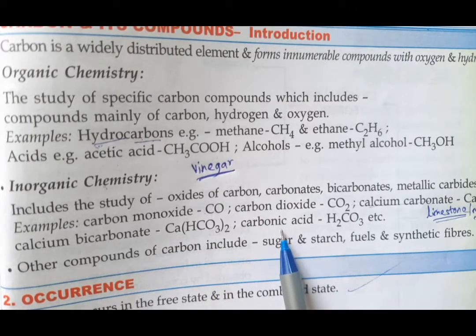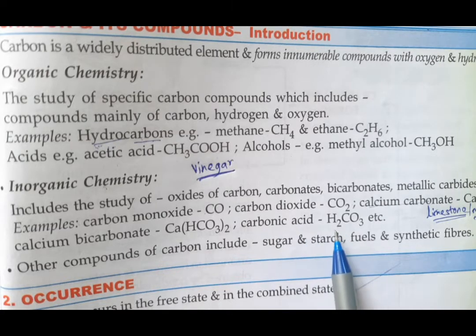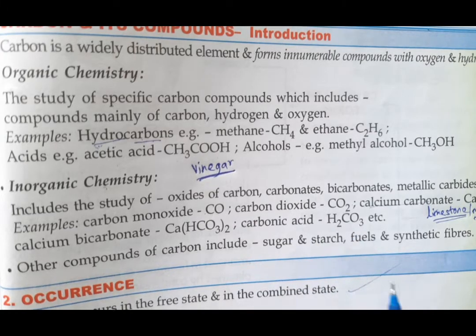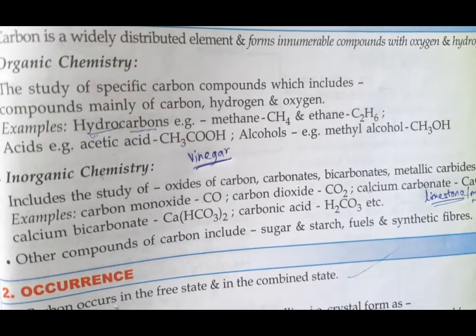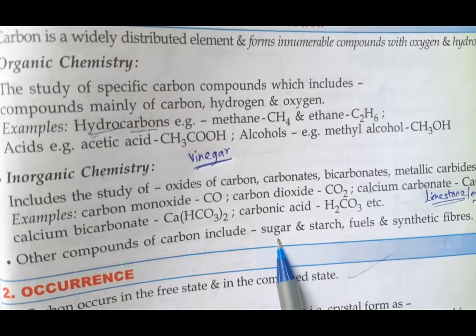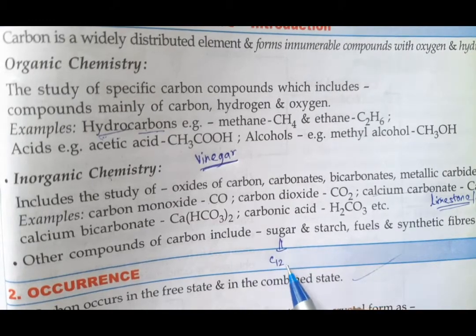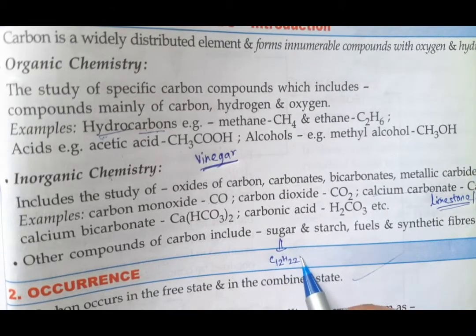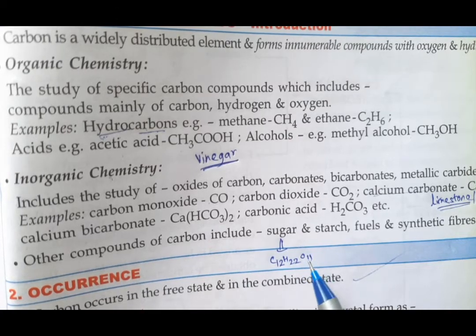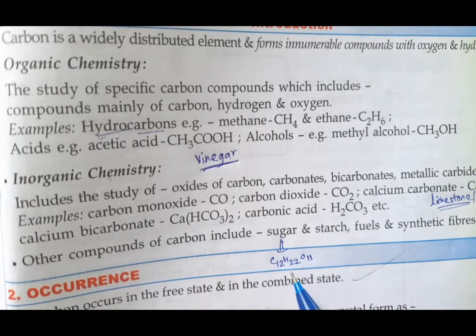And there is one acid of carbon, known by the name carbonic acid. Formula H2CO3. So do remember all these formulas, students. Now, other compounds of carbon include sugar. Sugar also contains carbon, students. Actually, the formula of sugar is C12H22O11. I'm showing this for our knowledge.